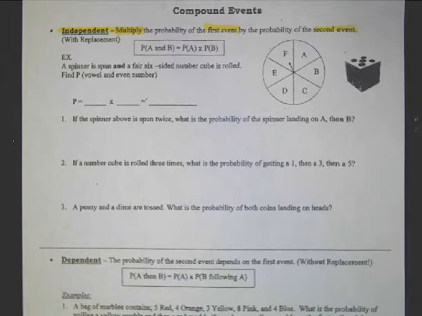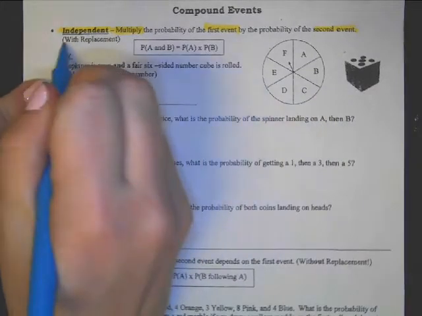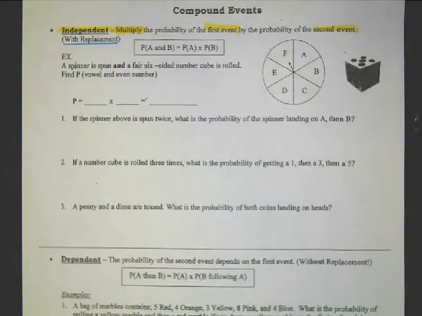So, when we're doing this, this is going to be without replacement. This is important when we're talking about pulling marbles out of a bag or cards out of a deck. So, the denominator should be different.